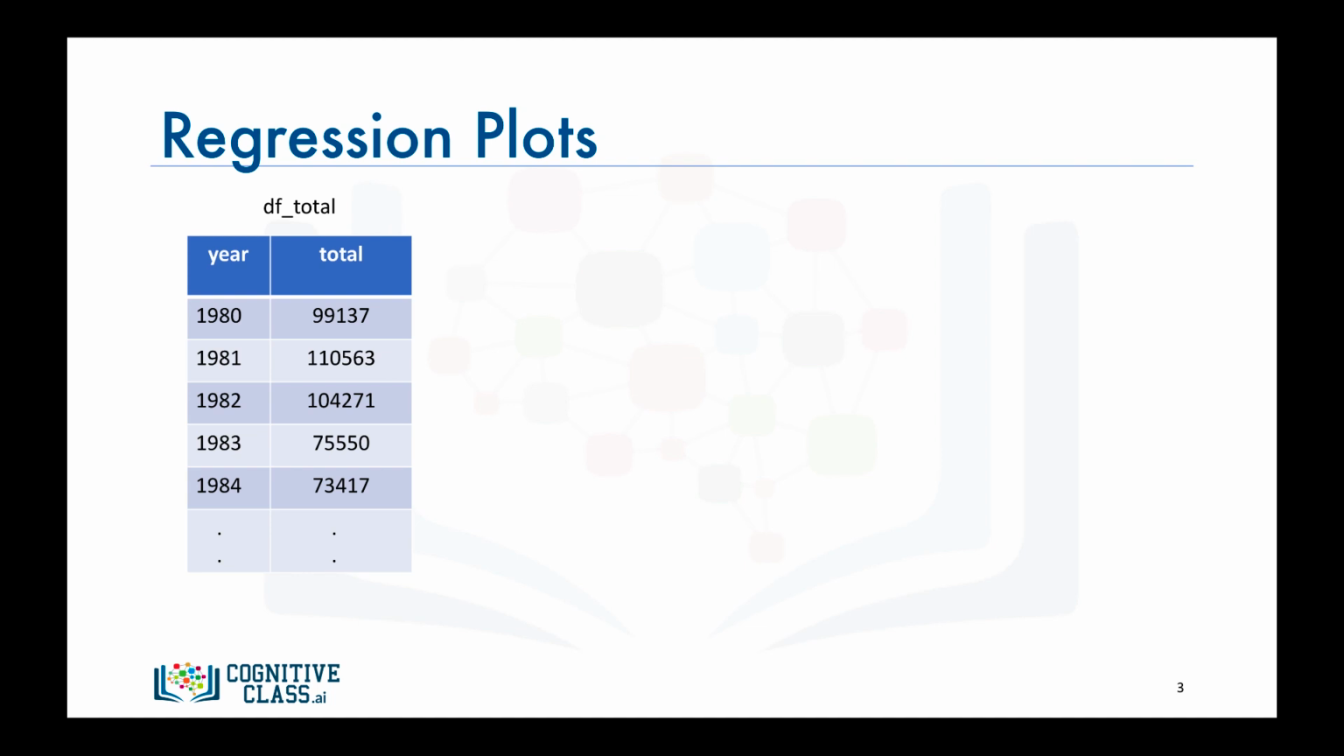And say we're interested in creating a scatter plot along with a regression line to highlight any trends in the data. With Seaborn, you can do all this with literally one line of code. The way to do this, we first import Seaborn, and let's import it as sns. Then we call the Seaborn regplot function. We basically tell it to use the data frame df_total and to plot the column year on the horizontal axis and the column total on the vertical axis.